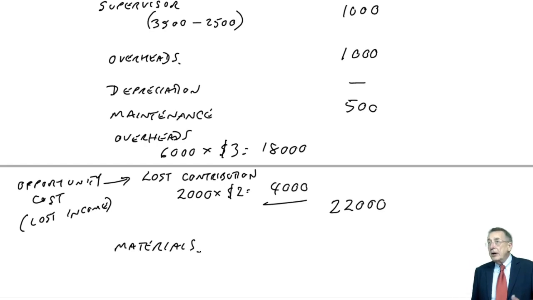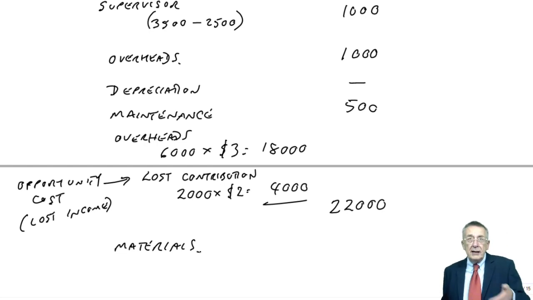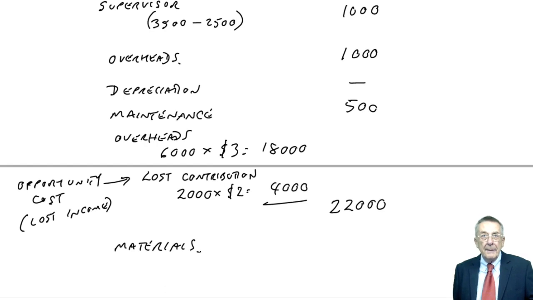So again, we've already got the material. In that sense, it's free. We just take it off the shelf. But what would we do with this material if we didn't do the contract?